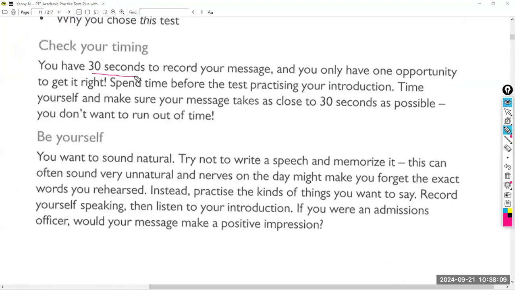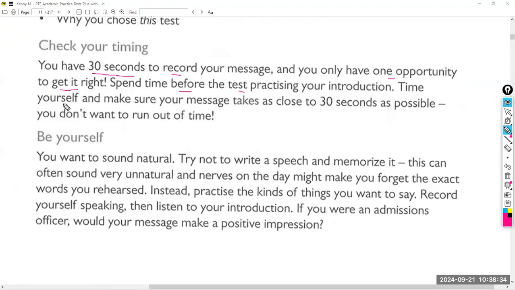Don't let this 30 seconds finish without fully answering all the questions because, as I told you, I don't have a second chance to record myself again. So I have 30 seconds to record myself. And as we said, we have only one chance, and I have to get it right. I have to spend time practicing before the test.